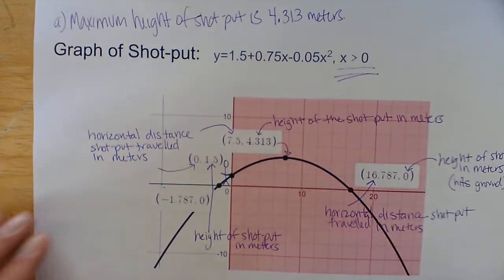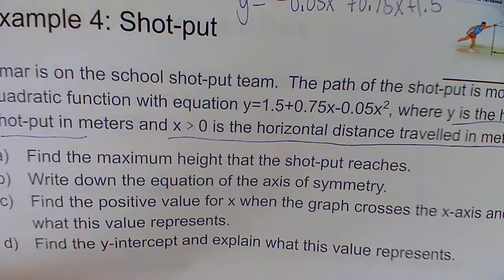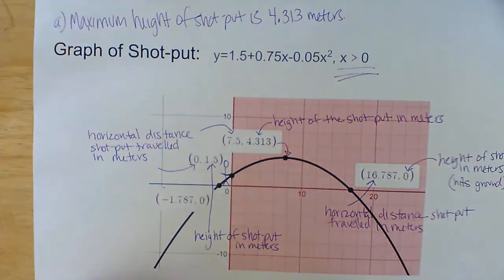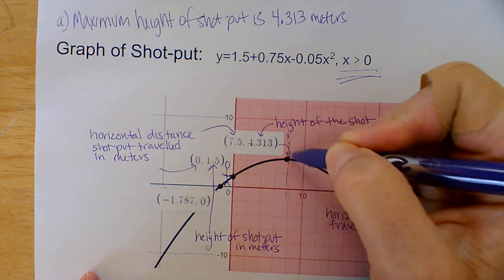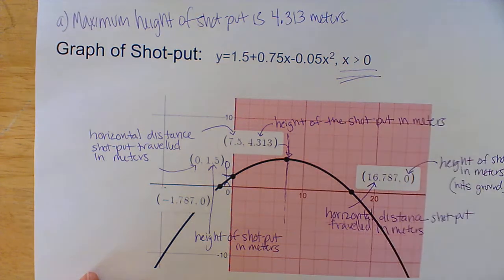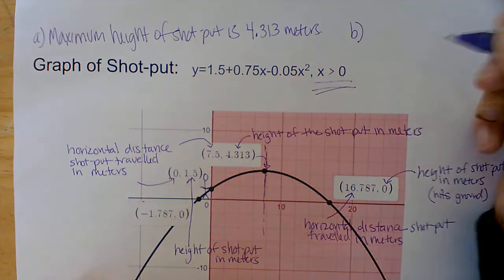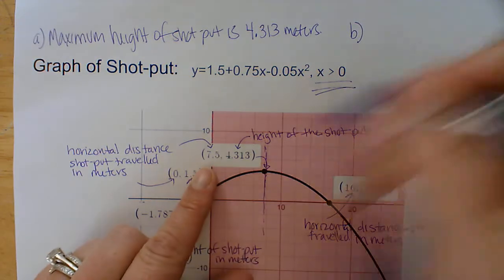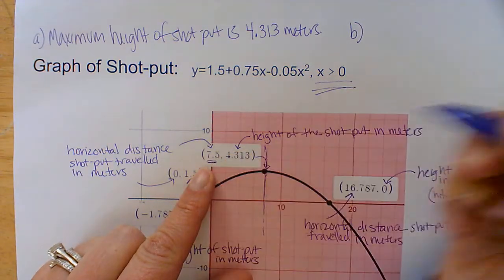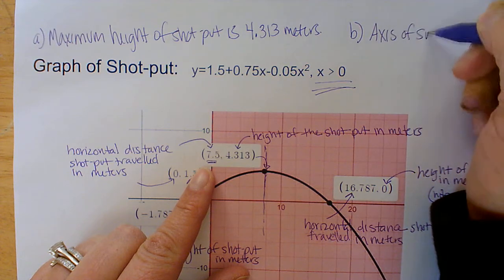Okay, what's next? What are we going to look for next? Part B. Write down the equation of axis of symmetry. Remember, that axis of symmetry is that imaginary line that goes right through the vertex that cuts the graph in half. So part B, it's the imaginary line. It's this line right here. It goes through the x-axis. So we have to look for that x number.